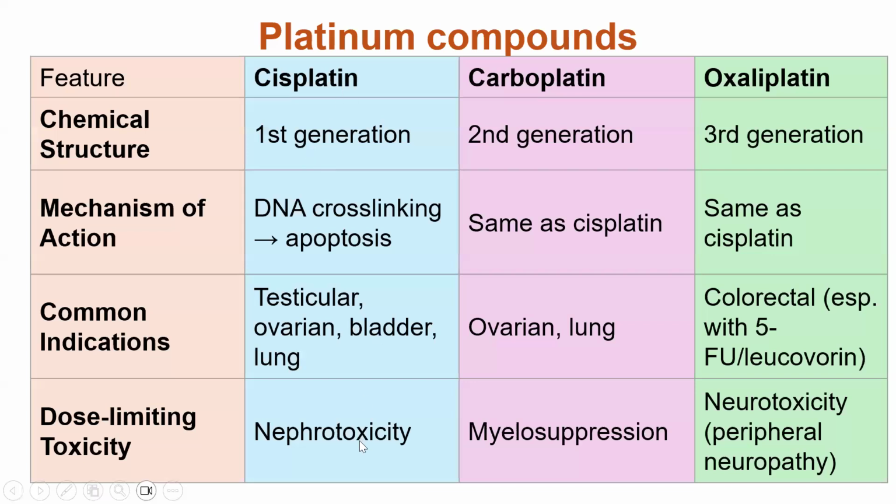Toxicity: cisplatin causes nephrotoxicity, and cisplatin is also the drug which is most emetogenic. Carboplatin causes myelosuppression, and oxaliplatin causes neurotoxicity.